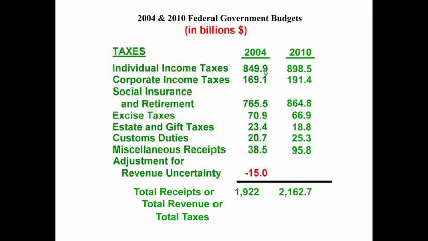Most of the taxes come from both individual income taxes and social insurance and retirement, which is Social Security tax. So you could see that most of the taxation comes from Social Security tax, or FICA tax, and income tax. You have corporate taxes here, excise taxes, which are an added tax. You have estate tax, you have custom duties, which includes tariffs and so forth.